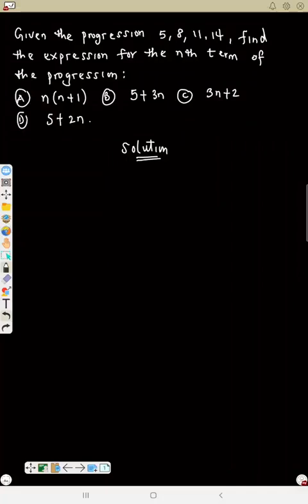Now this is another question. Given the progression 5, 8, 11, 14, find the expression for the nth term of the progression. Now we have 5, 8, 11, 14. In this case the first number is a. That means a is 5, and the common difference can be 8 minus 5, which is 3, and we are looking for the nth term. That means we are looking for Tn.